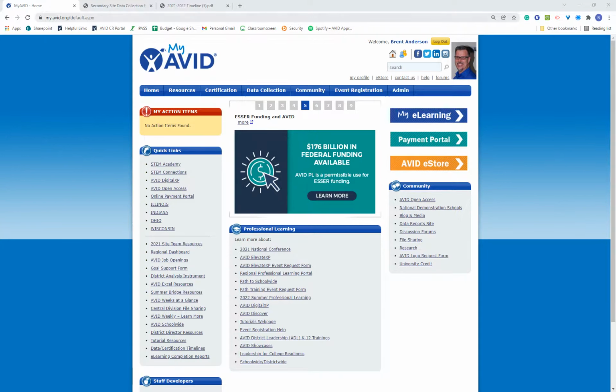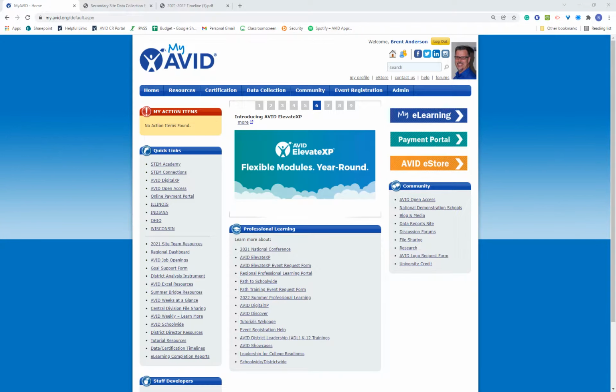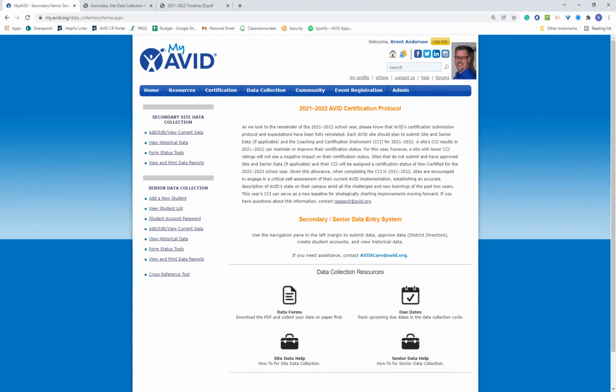So when you get to the AVID splash page here, you're going to get to the blue taskbar at the top and click on Data Collection, Secondary Senior Data Entry System, which will take you to another portion of the website that includes some links here to Site Data Help, Senior Data Help, as well as our due dates and our data forms.